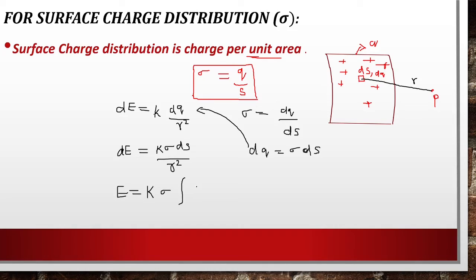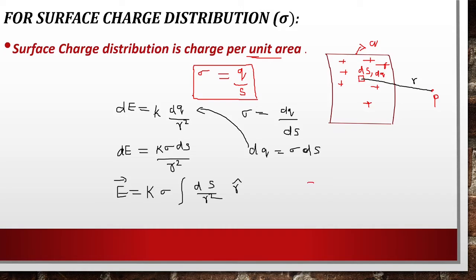Integral of dS by r square. If we are representing it in vector form, we should give a direction also, that is r cap. So yeah, our derivation is completed. So we can write it with a red pen.